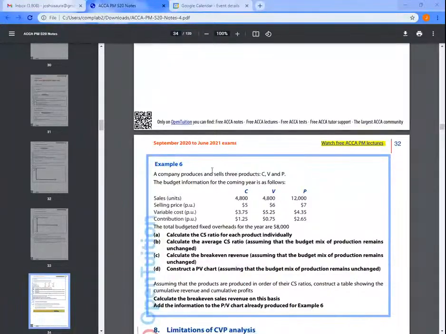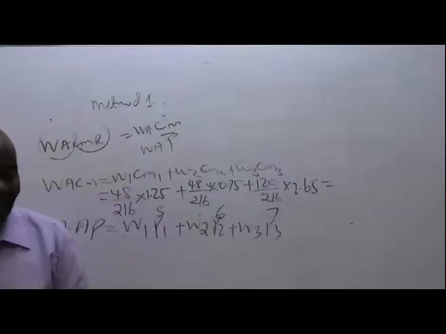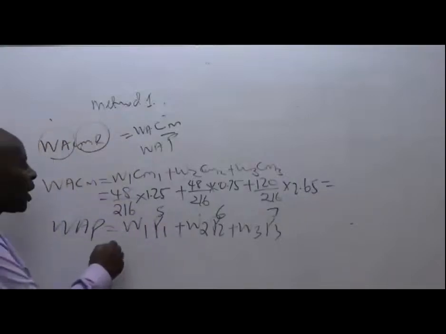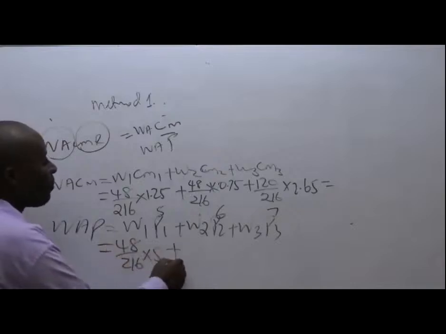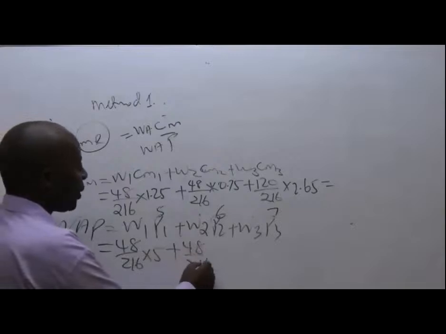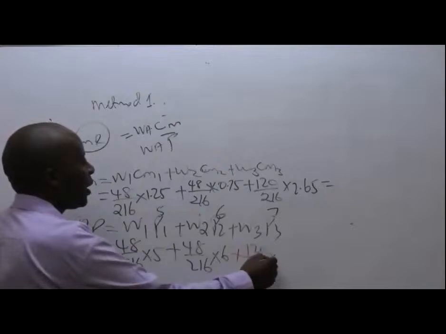The weights will remain the same. So then the question here that I have, how will I be able now to do the attachments here? So weight 1, what do we have? We have 48 over 216 times 5 plus 48 over 216 times 6 plus 120 over 216 times 7.